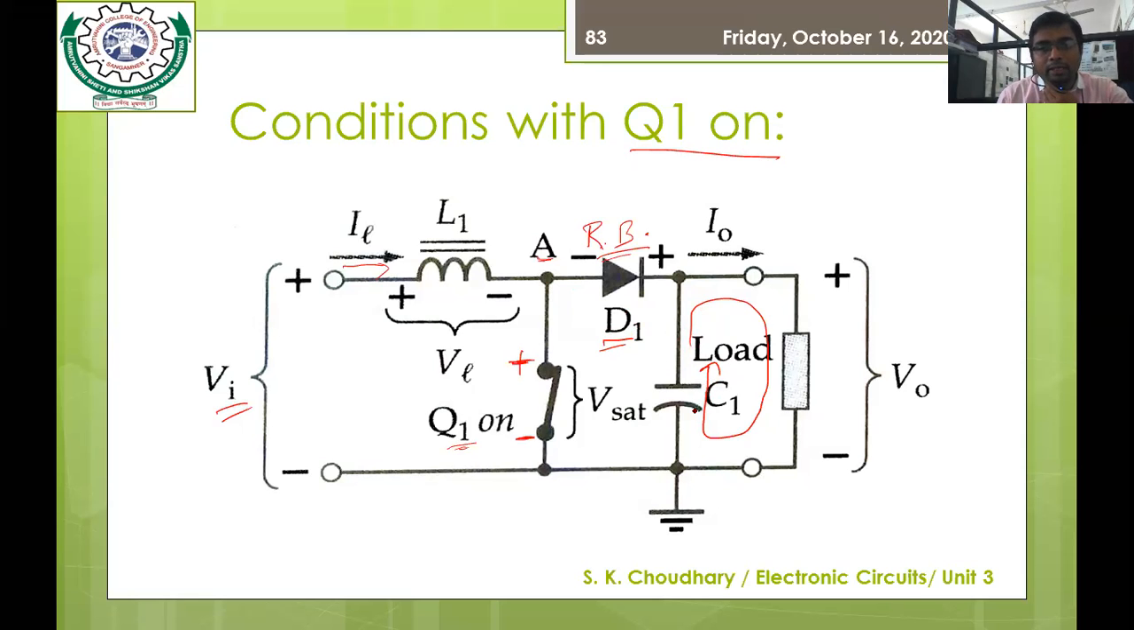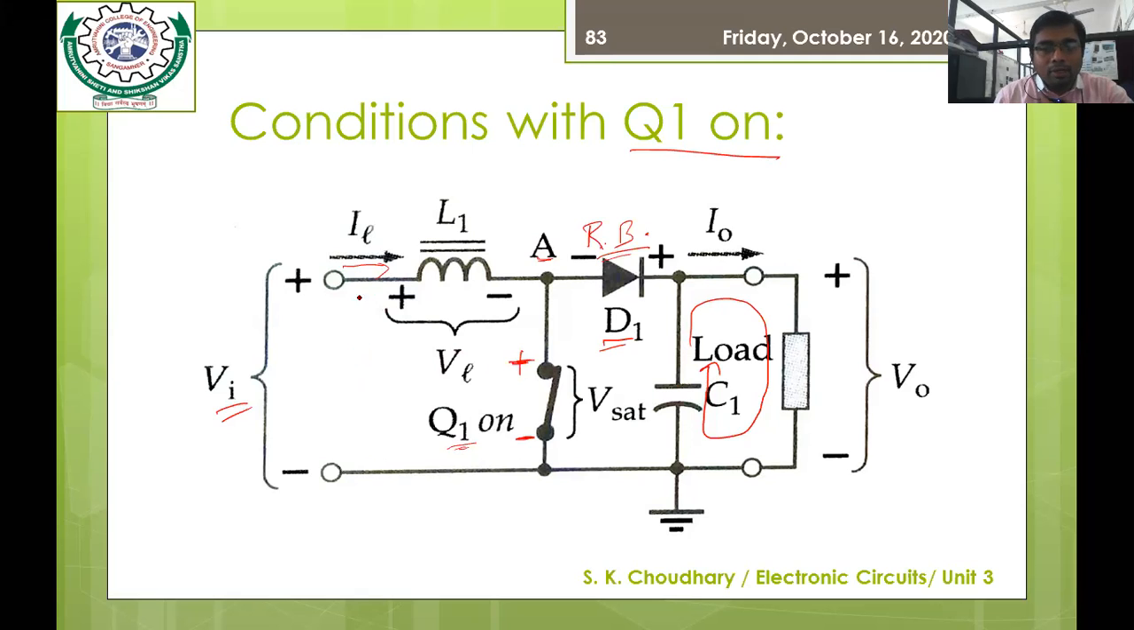Whatever charge is stored at C1, it holds the responsibility on this particular capacitor to provide the current to this load. Okay, so the current would still be flowing through this particular load, that is I0, and at this moment you can say that our capacitor C1 is discharging. Okay, and now we again come to this part of the circuitry.